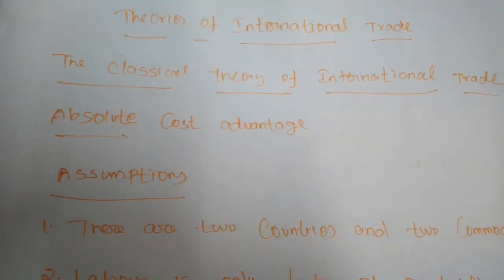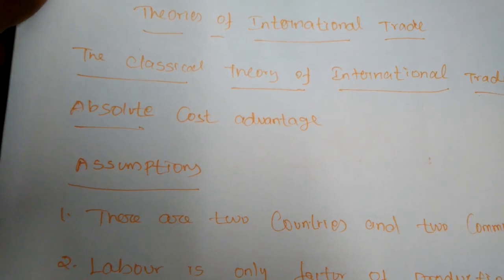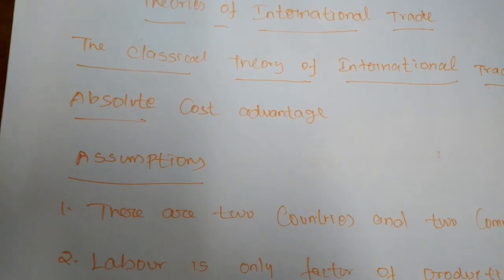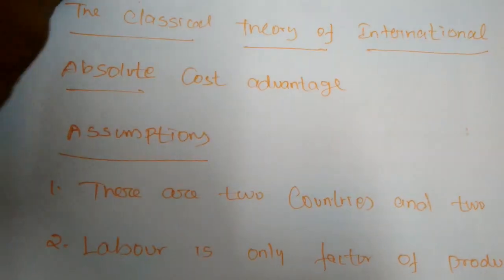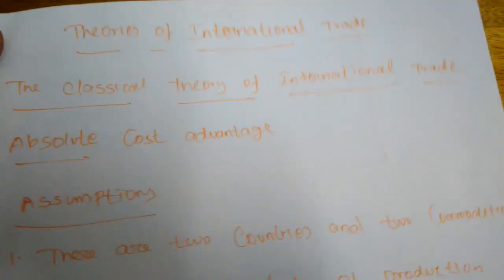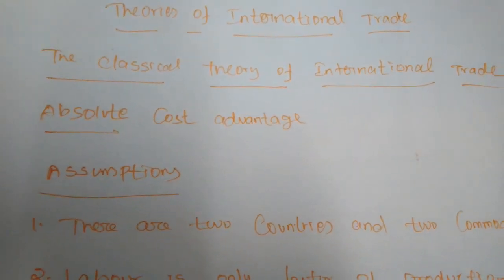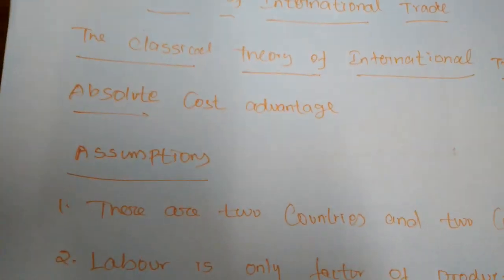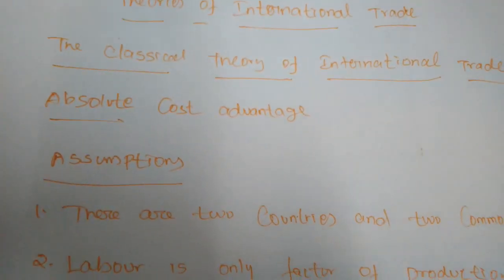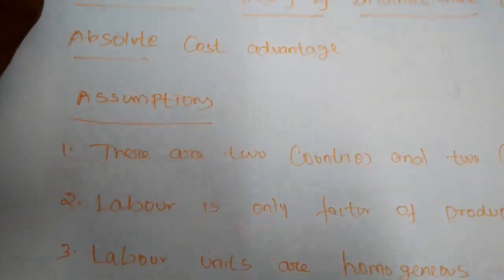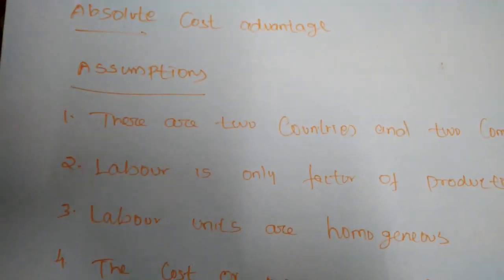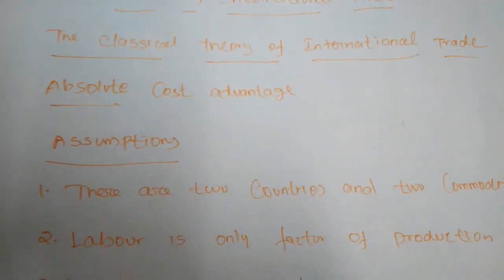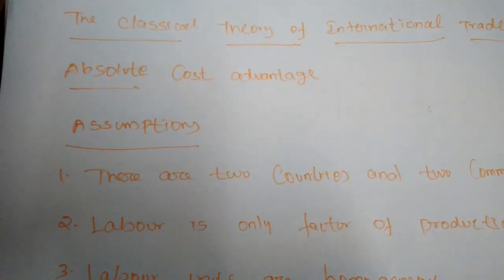the theories of international trade. Many theories exist in international trade: the classical theory, the mercantilism theory, the free trade theory and the refined free trade theories. First is the classical theory of international trade. Even in the classical theory, there are two types of advantages: the absolute cost advantage and the comparative cost advantage. Adam Smith developed the theory of absolute cost advantage, so in this classical theory we will first study the absolute cost advantage.